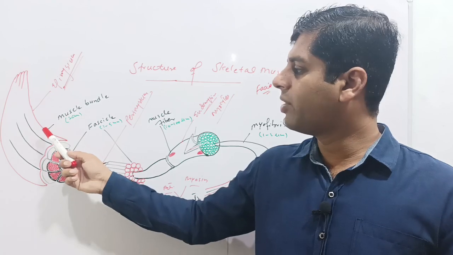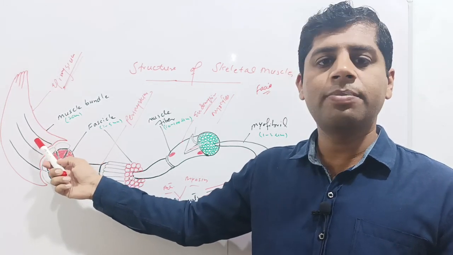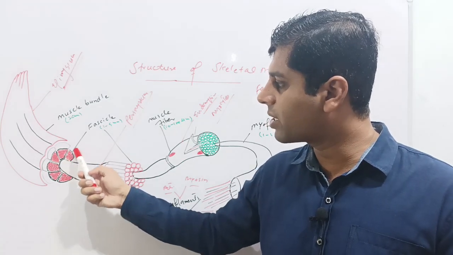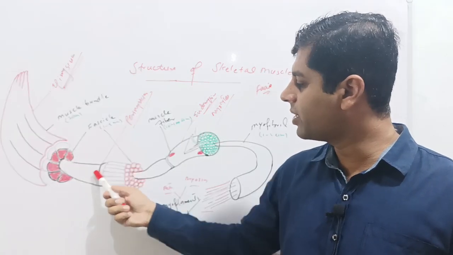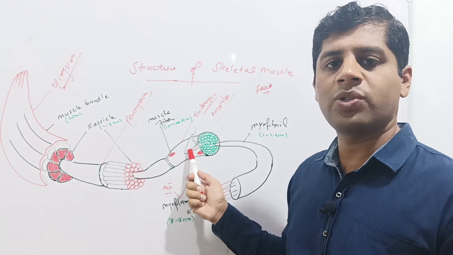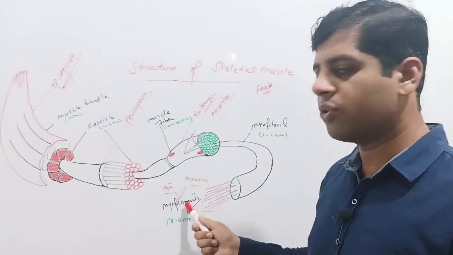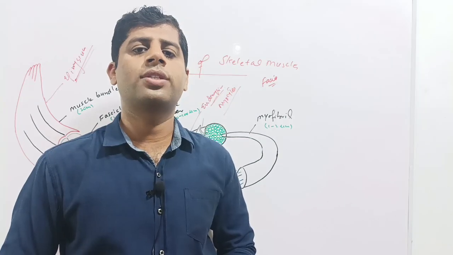The muscles are present in the form of muscle bundles, and in each muscle bundle hundreds to thousands of muscle fibers are present in discrete groups. These groups are called fascicles, and from each fascicle the muscle fiber arises, the myocyte, giving rise to the myofibrils, and the myofibrils give rise to the myofilaments. Now here we will discuss the muscle fiber.